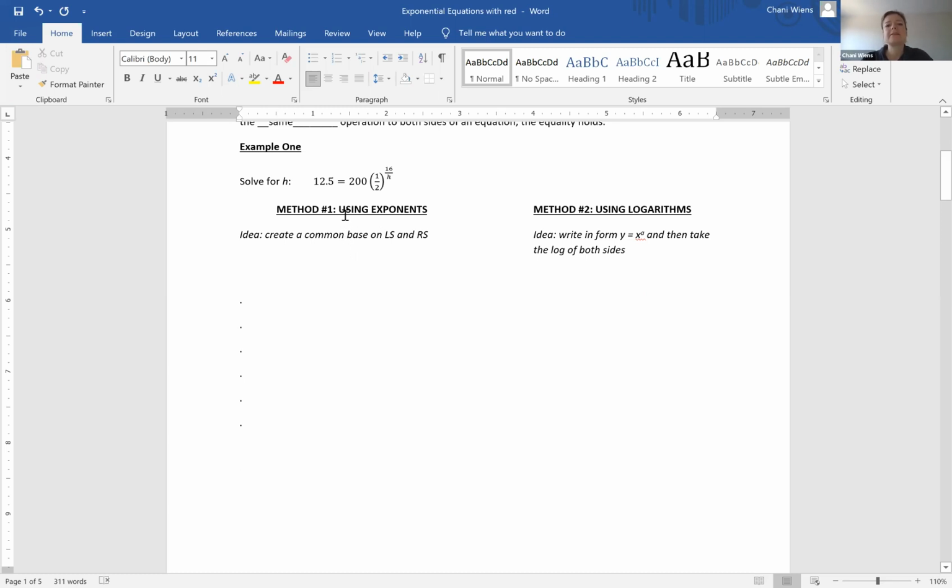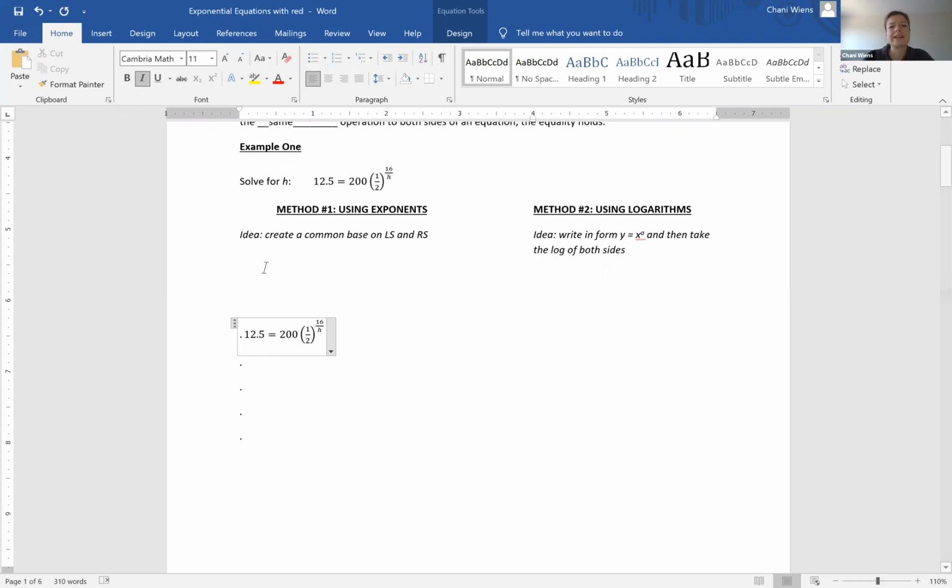Okay, so the key idea of using exponents, we want to solve this equation. So I'm going to start by just rewriting the equation. 12.5 equals 200 times 1/2 to the power 16 over h.